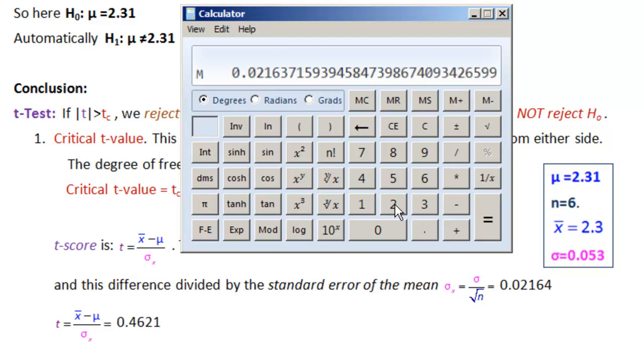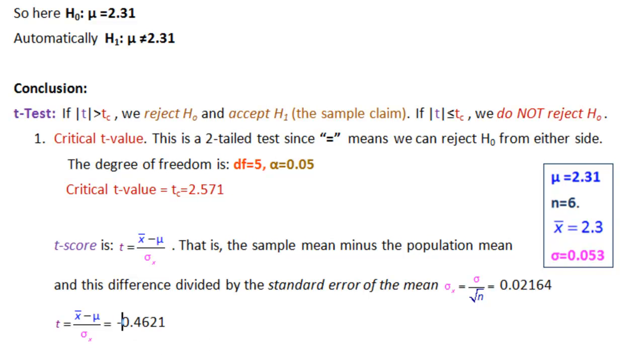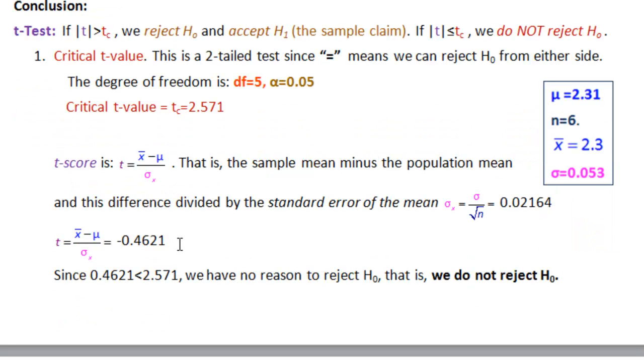And then put that in our memory. So 2.3 minus 2.31 equals negative 0.01. We divide that by our memory, and we get minus 0.4621. So this should have a minus sign here. Let's add that minus sign there. When we use it, we take the absolute value. Since the absolute value of minus 0.4621 is 0.4621, and it is less than 2.571, the critical value, we do not reject the null hypothesis.